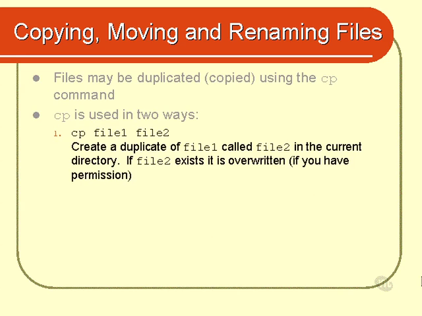Both file1 and file2 can be full path names. We'll talk about full path names later. In other words, you could specify the directory that the file is contained within if you needed to. The simplest example is when file1 is a file that exists in the current directory and you simply want to make a duplicate of that file in the current directory with a different name. So let's have a look at that particular example now.